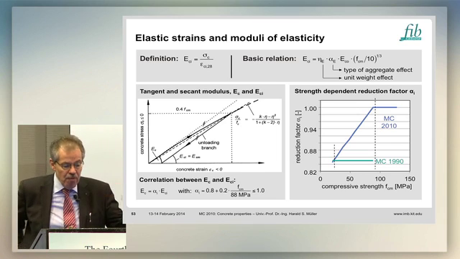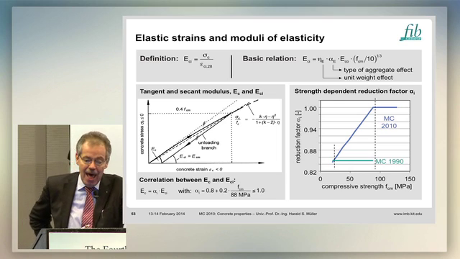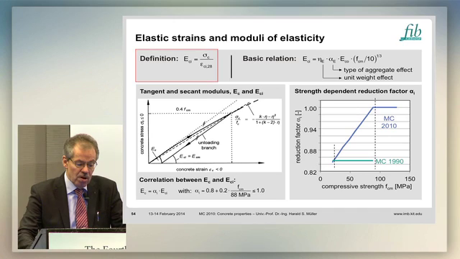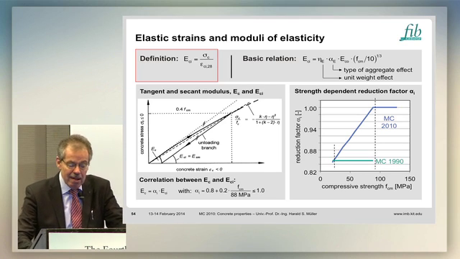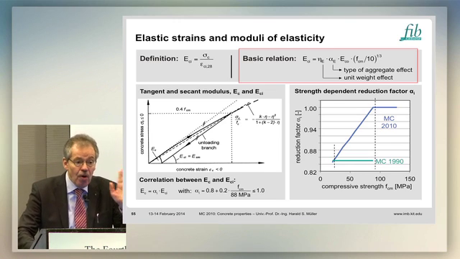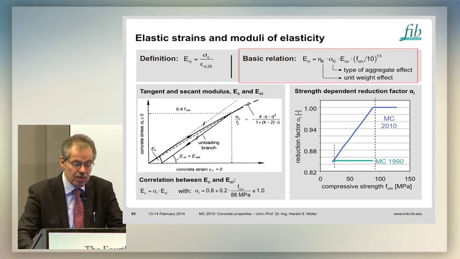I will now move on, coming to the deformation characteristics, starting with elastic strains and the modeling of elasticity. Of course, we apply Hooke's law, and this is a model of elasticity at the age of 28 days. You see it here for the strains. Hooke's law is valid, and we give again a basic relation being proved very well also for normal and high strength concrete, to be calculated from the mean compressive strength, and we include the effect of the type of aggregate and also the effect of the unit weight.